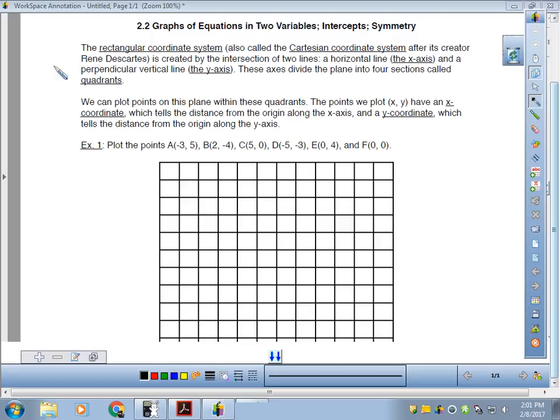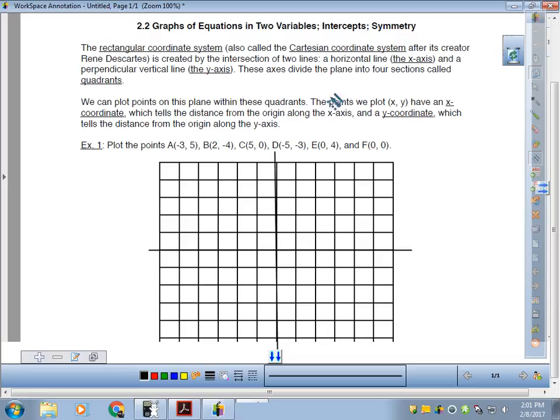Now when we graph, what we use is what's called the rectangular coordinate system, or the Cartesian coordinate system, named after René Descartes, who invented it. And it's basically created by intersecting two lines, a horizontal line, the x-axis, and a vertical line, the y-axis. So I'm going to draw in a horizontal line for the x-axis, and a vertical line there for the y-axis.